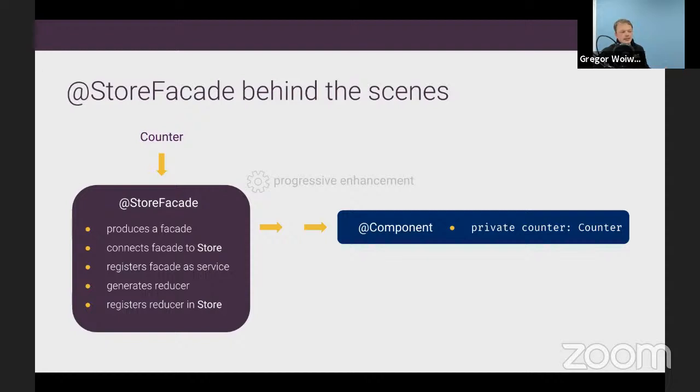Then the store facade itself is an injectable, so it will also register in the IOC container of Angular. Then the store facade decorator also generates the reducer function automatically. And this is quite a new thing. It's now for, I think, one month or so. We are able to automatically register the reducer function in the store. And this means that you do not have to do anything to register reducer functions anywhere. The only thing that you need to do is to inject the service into your component, and then you're fine.